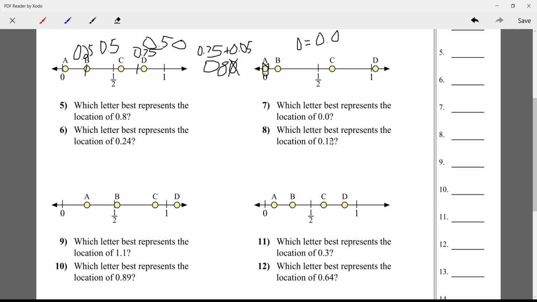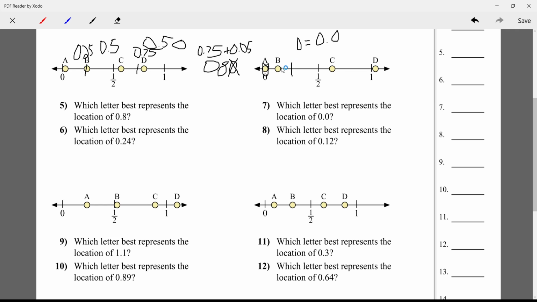Which letter best represents the location of 12 hundredths? So I know that 12 hundredths is close to 0, right? I know 1/2, as I said over here, is 5 tenths or 50 hundredths, okay? I know halfway between 0 and 1/2 would be 25 hundredths, which would be right around here. So 12 hundredths is about halfway between 25 hundredths and 0, right?